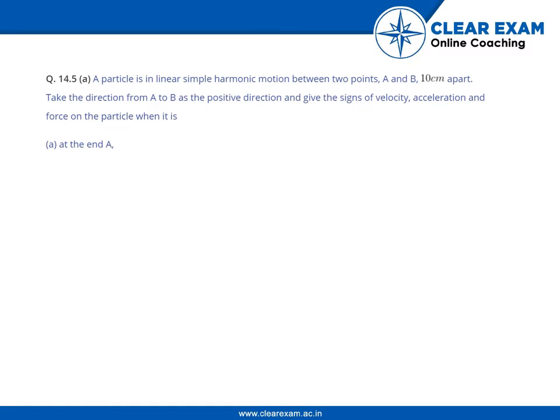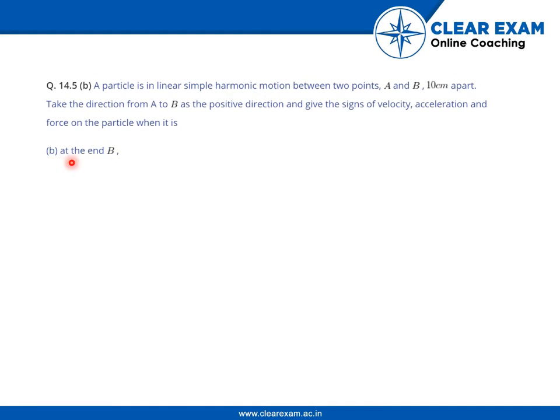So the question here is, a particle is in linear simple harmonic motion between 2 points A and B, 10 centimeter apart. Take the direction from A to B as the positive direction and give the signs of velocity, acceleration and force on the particle when it is at the end of A. So in case of this particular situation, the velocity is 0, force and acceleration are in the positive direction.